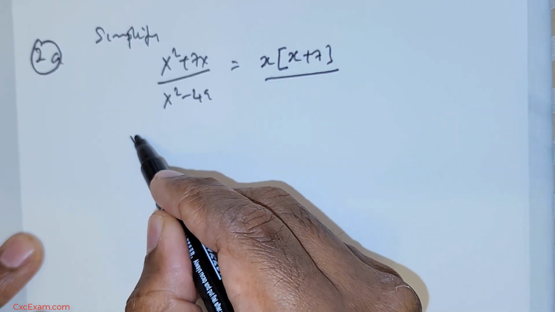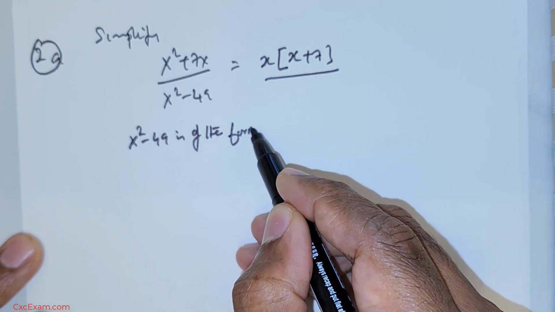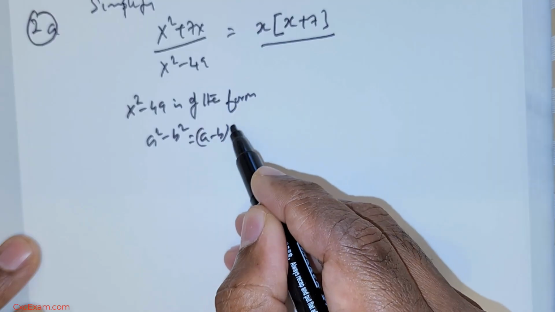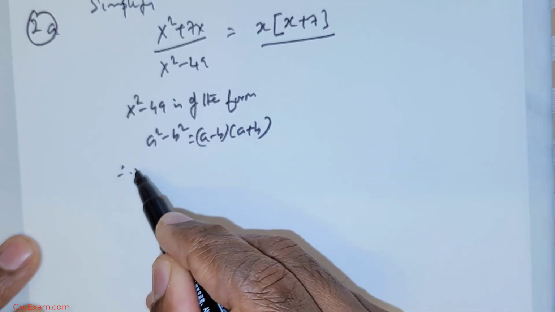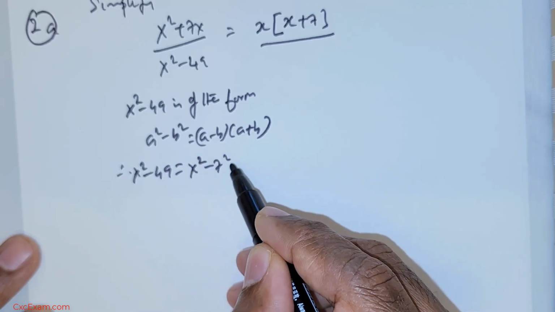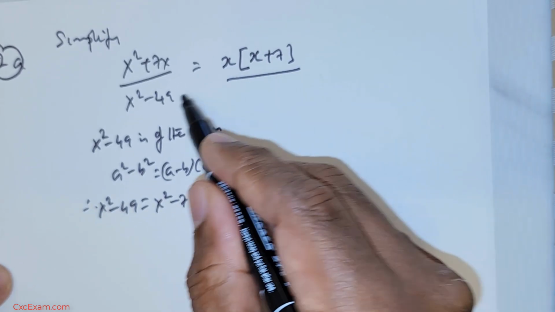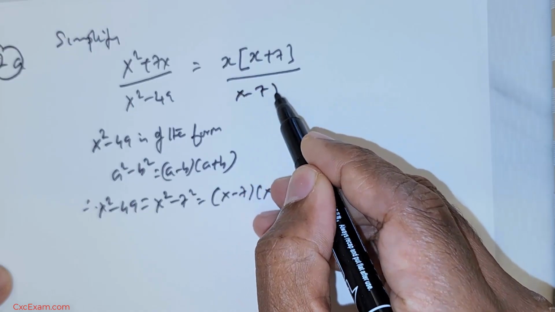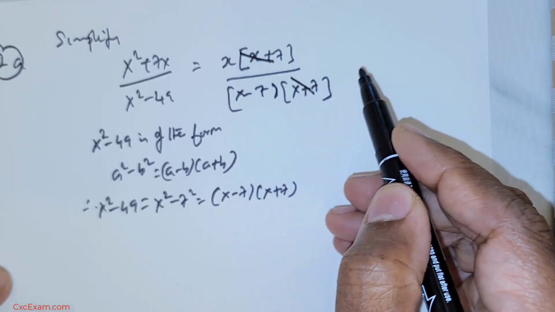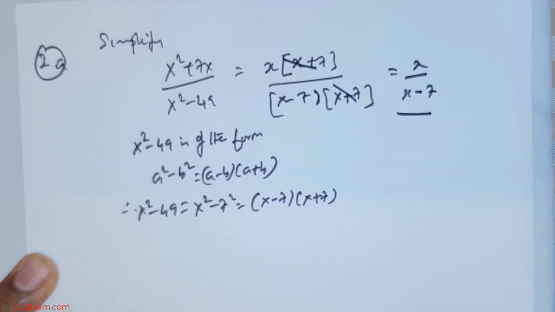The denominator x squared - 49 is of the form a squared - b squared. Now this has a formula: (a - b) multiplied with (a + b). So therefore x squared - 49 is going to be x squared - 7 squared, which is going to be (x - 7) times (x + 7). So over here this is going to be (x - 7) multiplied with (x + 7). So (x + 7) gets cancelled, giving us x over (x - 7). So this is the solution for this question.